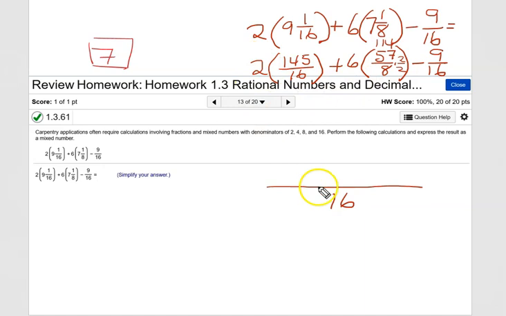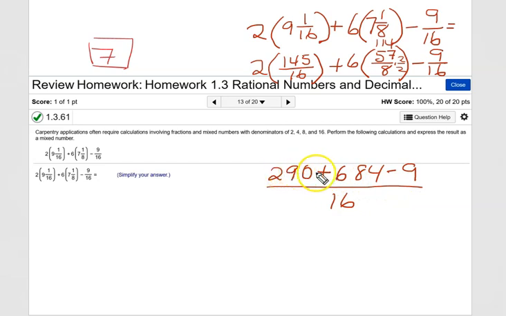So now, again, we want to keep our denominators 16. So we're going to go 2 times 145. 2 times 145 is 290. I have my calculator here, and 6 times 114 is 684, and then this is just a negative 9.